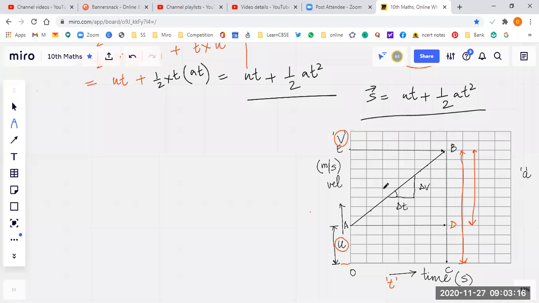Yes, students, we are now ready to derive the third equation of motion, that is 2as is equal to v square minus u square. Remember, in this equation also acceleration is constant. Okay. So students, now see, can I say the displacement S is equal to area under the curve AB? Just now I have discussed. Students, please tell me. Displacement S is equal to area under the curve AB.